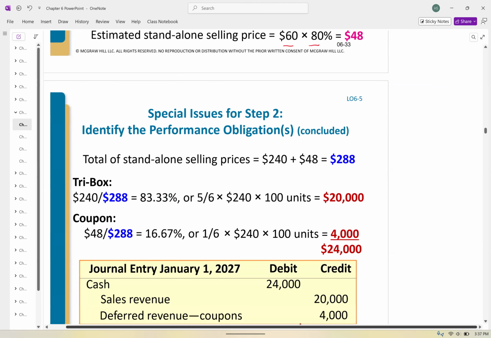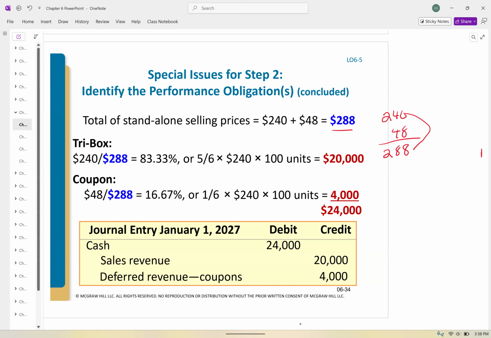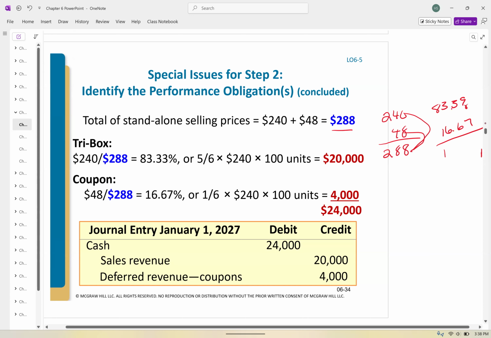Okay. So we have a total standalone price of $288. So we'll take the 240. Let me do it over here really quick. 240 and 48 equals 288. I like doing it like this. You take the 240, divide it by 288, and we get 83.3%. 48 divided by 288 should be the difference, 16.67%. Just a little hint, these two numbers should always equal 100%.